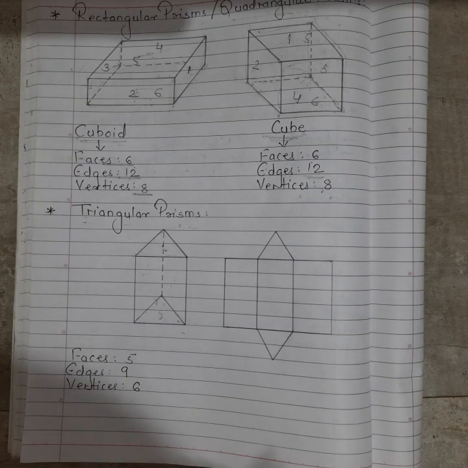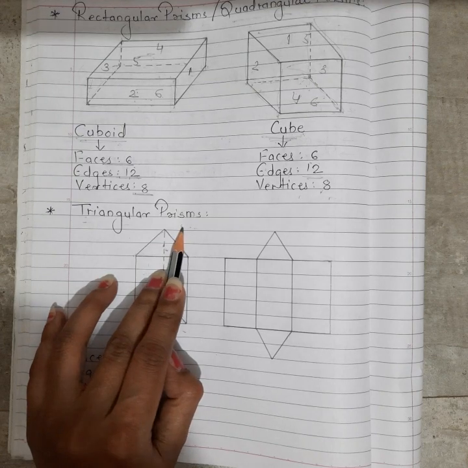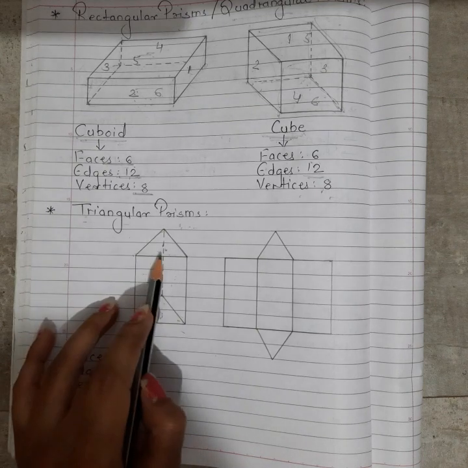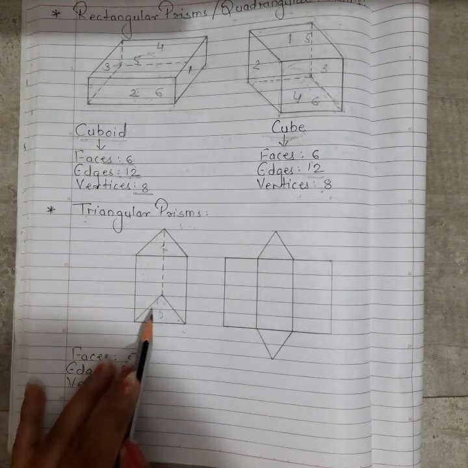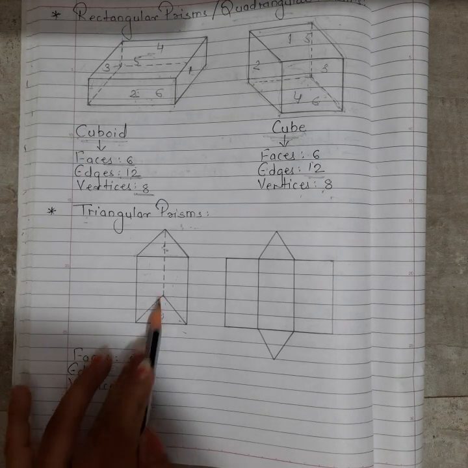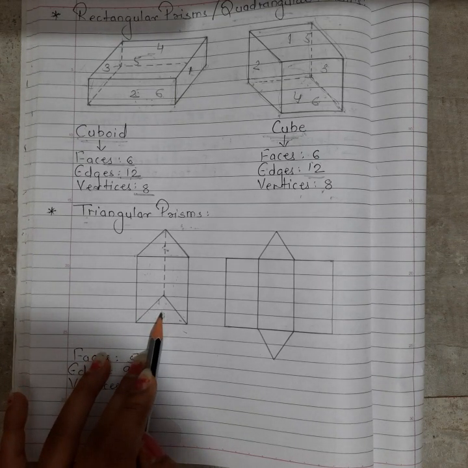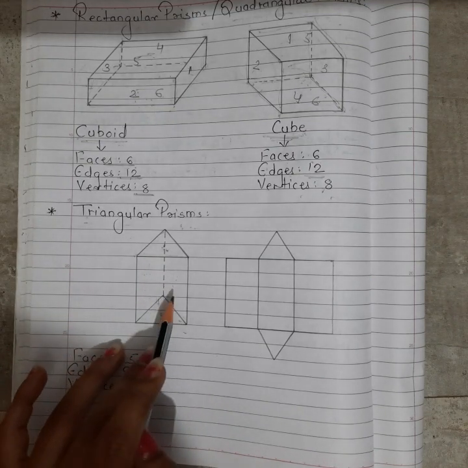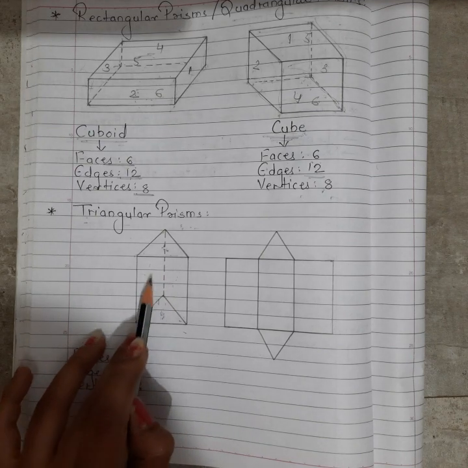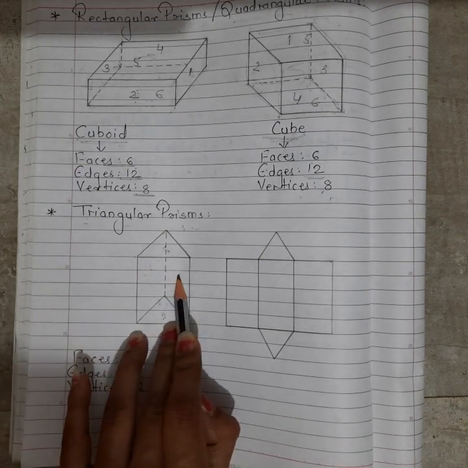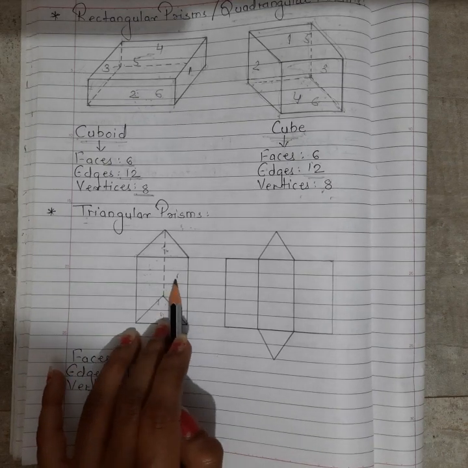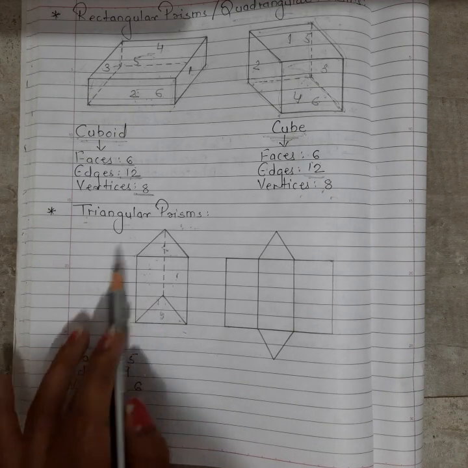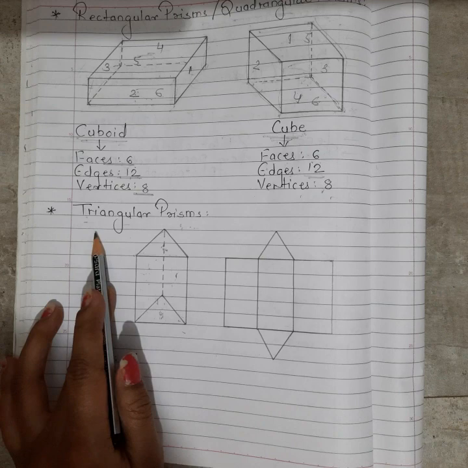The next 3D shape is triangular prisms. Now, what are triangular prisms? See, I have drawn this diagram. You can see the top side and the bottom side of this figure are triangular in shape. Similarly, the rest of the sides, that is the front side, this side and this side, are rectangular in shape. Such figures are called triangular prisms.